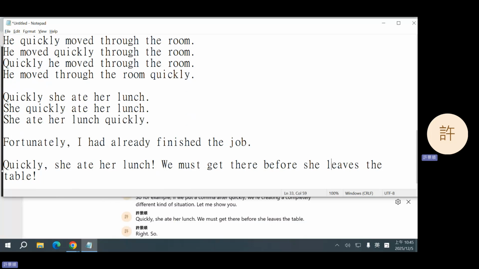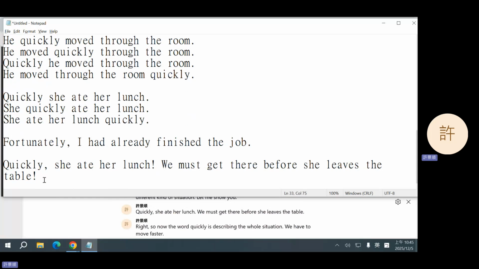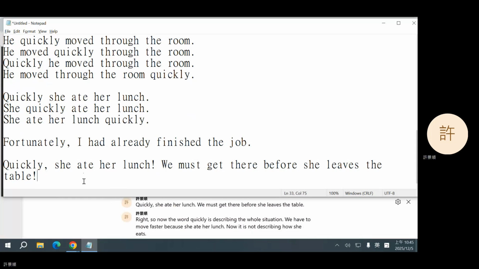Right? So now the word quickly is describing the whole situation. We have to move faster because she ate her lunch. Now it is not describing how she eats because we have a comma.